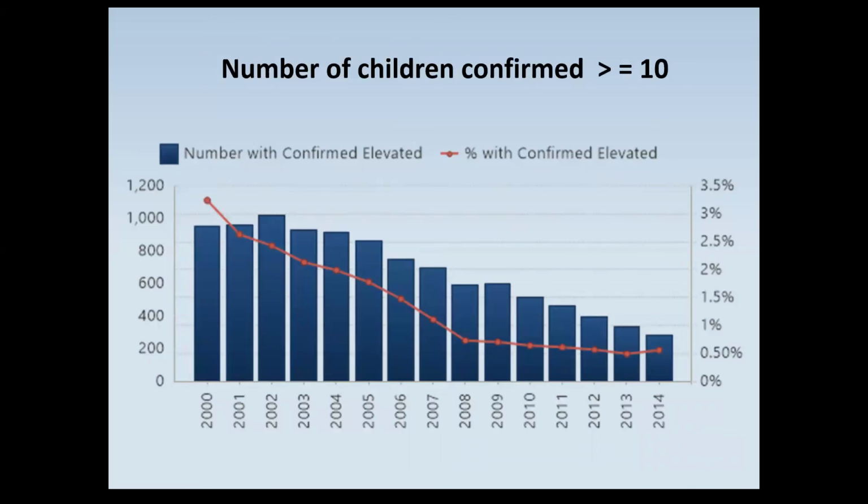The number of children confirmed at equal or greater than 10. We see here in these bars the children who have been tested. However, the number of children confirmed with a blood test of equal or greater than 10 has been reducing, and we acknowledge that we need to work more on capturing those children whose levels need to be confirmed at equal or greater than 10.